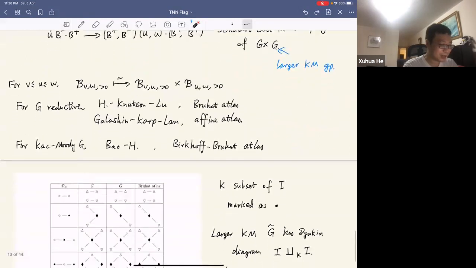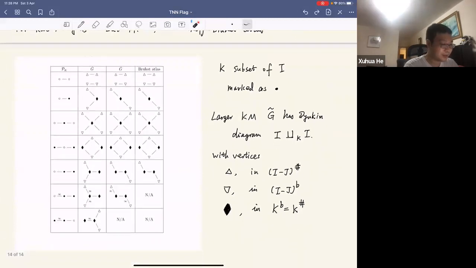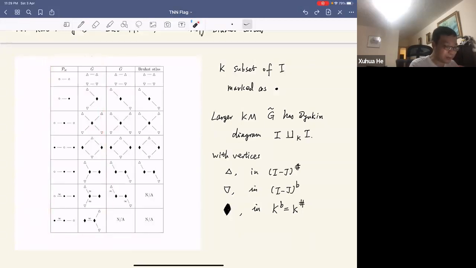but I would like to show you some examples from my joint paper with Huan Chen on the atlas. We're going to see how, if you start with a partial flag, you construct this larger Kac-Moody group. So you can get some sense of how things look. Here the most general case is the first two columns. We also compare this with some other constructions and some earlier work.